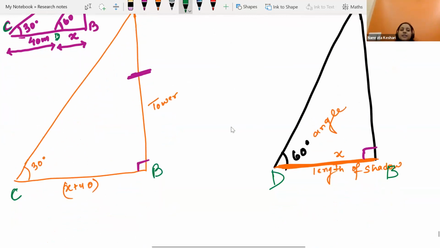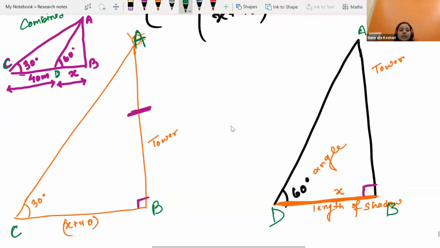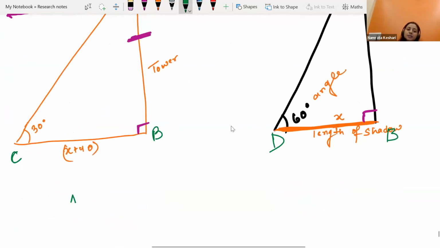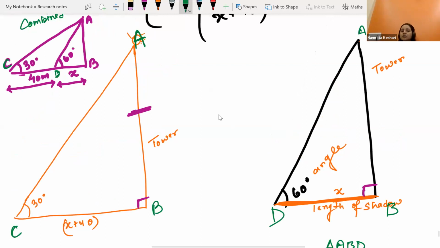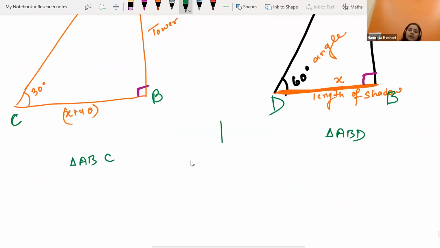Now here you can see separately also we are having two triangles. We will be talking about triangle ABC and we will be talking about triangle ABD. In the combined figure also you should note it down again and again. I will not scroll up. Note it down: the combined figure ABC and in between there is D. We have marked it in the combined figure. Done. We are going to talk about these two triangles.